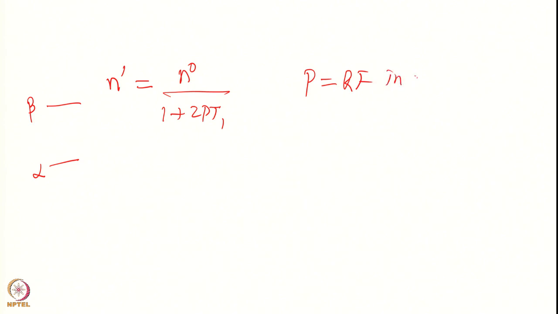So we talked last time about the absorption of energy by the spin system when we apply an RF. Considering the relaxation also, we said there is a steady state population difference between two energy levels. Two energy levels we are considering for a spin half system, alpha and beta, and this n dash is the steady state population difference between the two, and that is given by n naught divided by 1 plus 2 p t 1, where p is the RF induced transition probability.